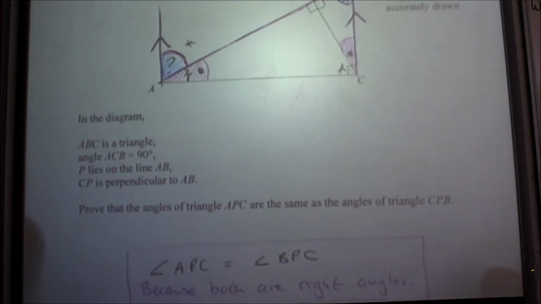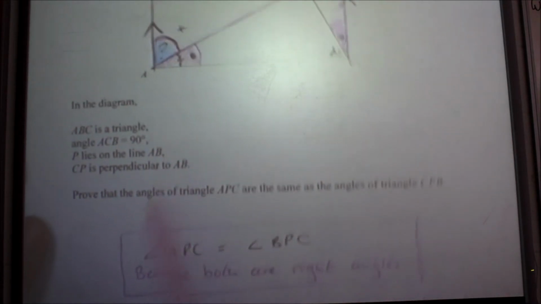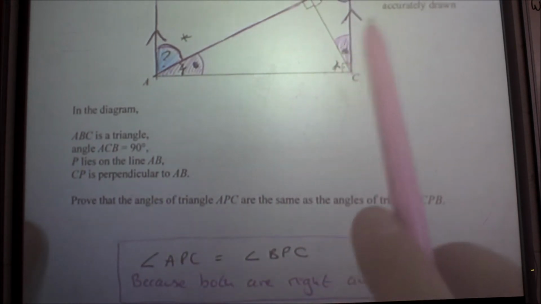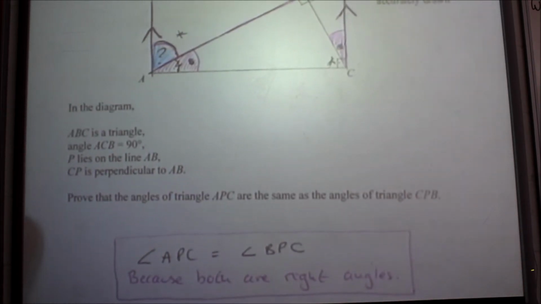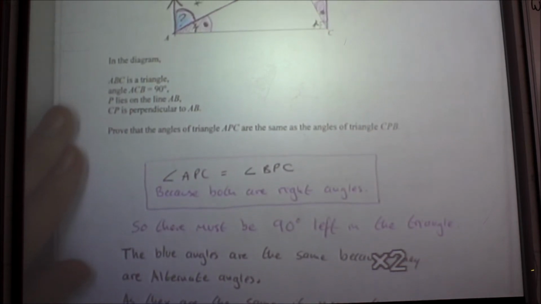Question 14. A bit of proof here. These can be quite nasty, but they're not too bad. Prove that triangle APC, so APC, the angles in APC are the same as angles CPB. Basically this isn't really a writing down math one, it's like a stating the obvious one.